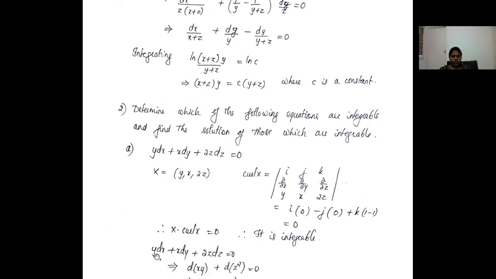And here you have the equation y dx plus x dy plus 2z dz equal to 0. Now you can see from the equation that it can be expressed as an exact differential. y dx plus x dy is d of xy and 2z dz is d of z square. So on integrating you will get xy plus z square equal to c. So those are a few examples for checking integrability and finding the primitives.